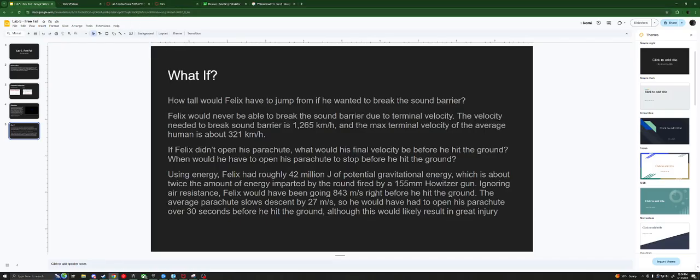Then I looked up the average descent of a parachute, which is basically the air resistance over the surface area of an average parachute, about negative 27 meters per second. That's how much it slows people down. So I calculated it, and given that he was going this fast, he would have had to open his parachute over 30 seconds before he hit the ground, but probably way earlier, realistically, to avoid a ton of damage. So that's my lab.